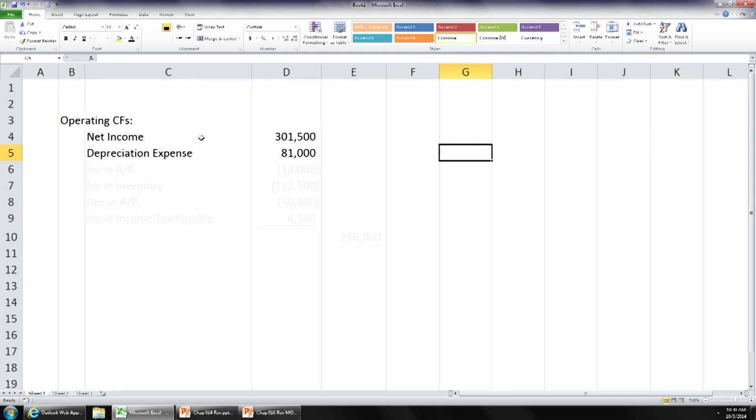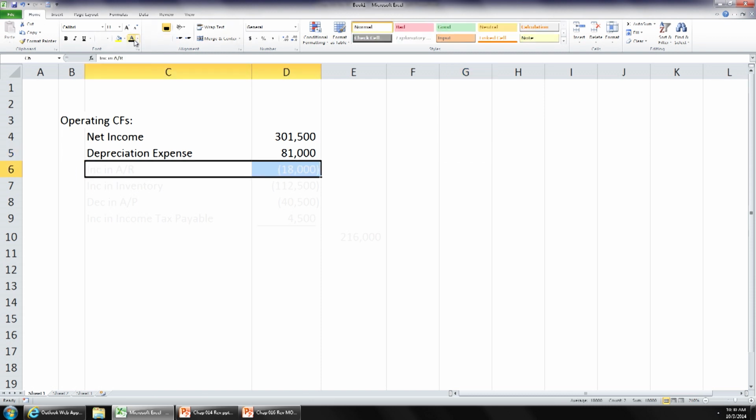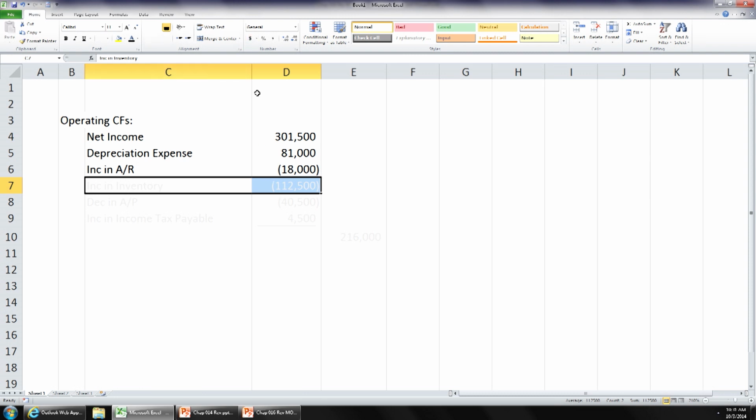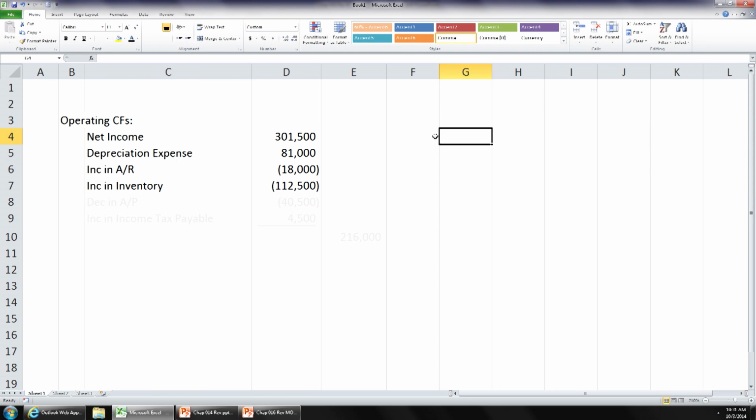Okay, we have some changes in some current assets. So give me one of them. Increase in accounts receivable. We have an increase in accounts receivable, and per that little chart, we subtract that, correct? Mm-hmm. What's another one? Increase in inventory. We have an increase in inventory, a big increase in inventory. We subtract that, don't we? Okay.